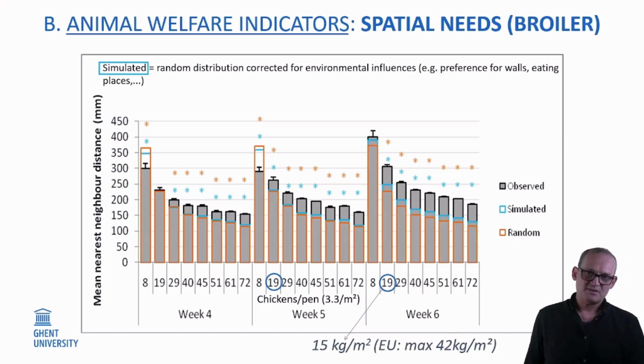The change happens when they go from 8 to 19 animals in the pen, which corresponds to 15 kilograms per square meter, which is much, much lower than what is maximally allowed in the EU as stocking density. Of course, these were tests done in an experimental setting with small pens, which are difficult to extrapolate to commercial conditions.